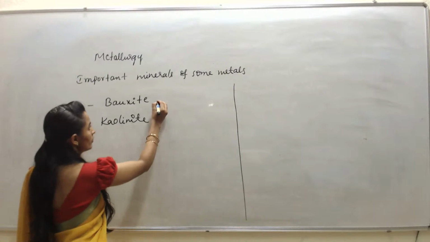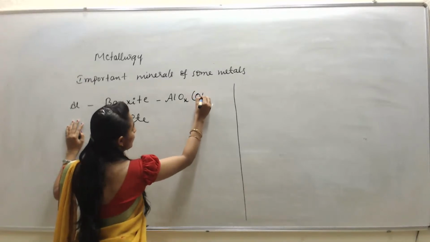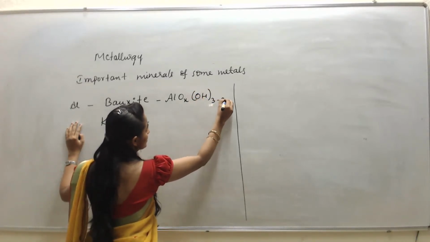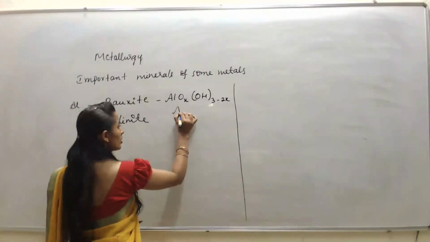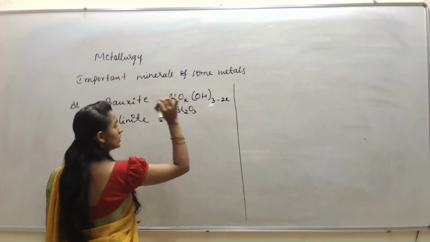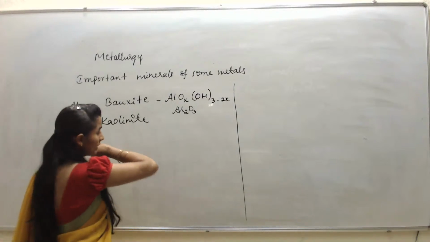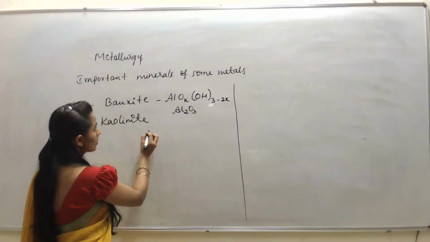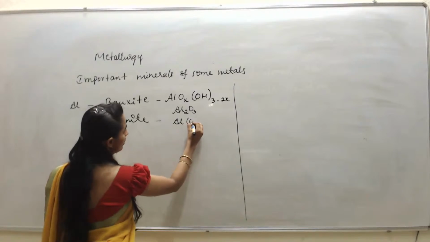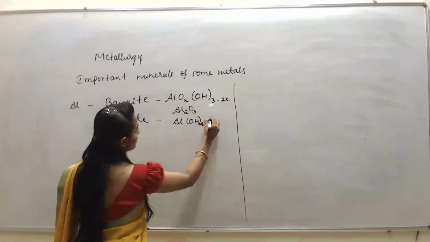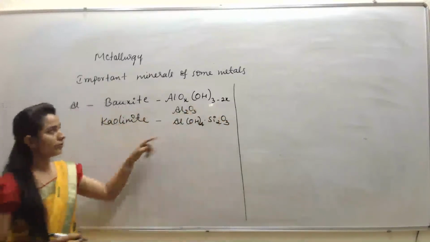What is the composition of bauxite? AlOx(OH)3-2x. In a simple way, we consider bauxite as Al2O3. Next one is kaolinite, that is Al(OH)4 times Si2O3. This is the composition of kaolinite.